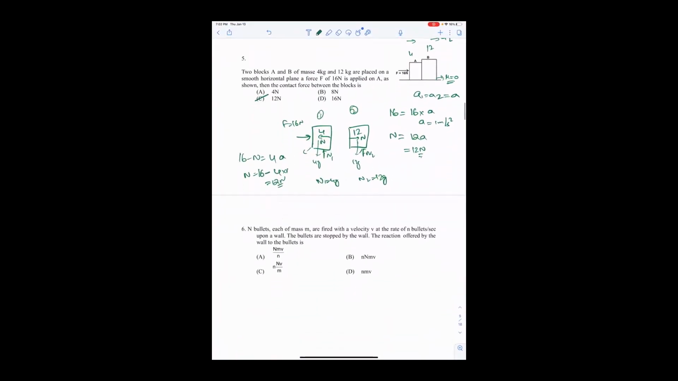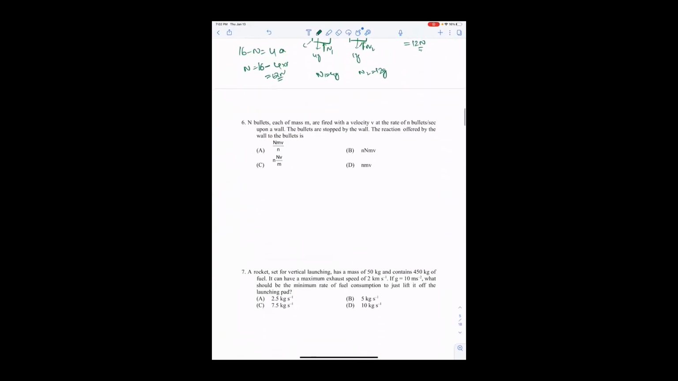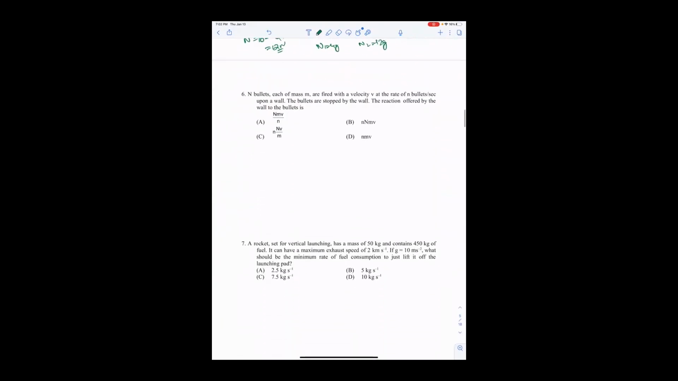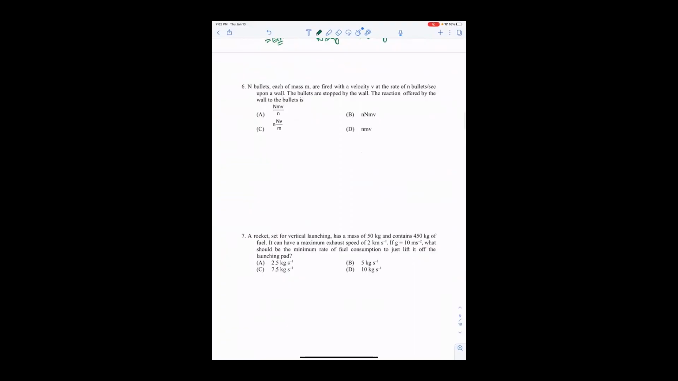Next one. Are you getting D? I guess C. Yeah. N bullets, each of mass M, are fired with a velocity V. See, I'm just trying to change the level slowly. We still have so much to cover.